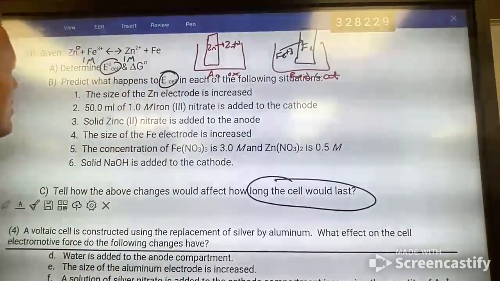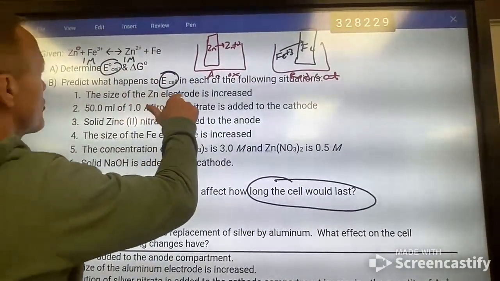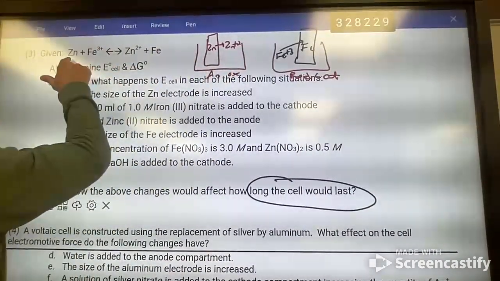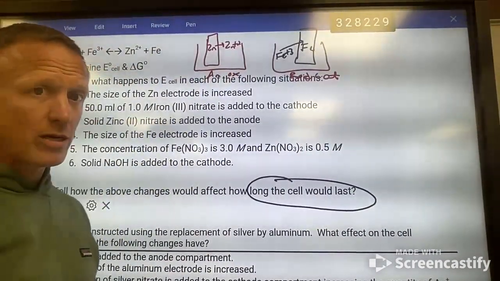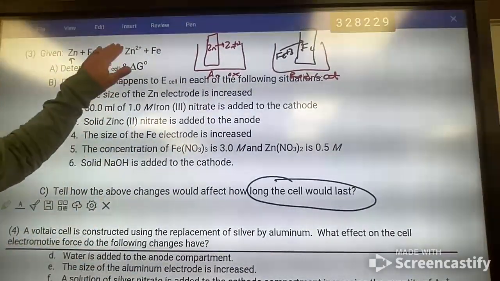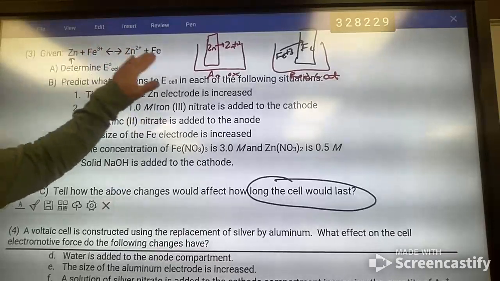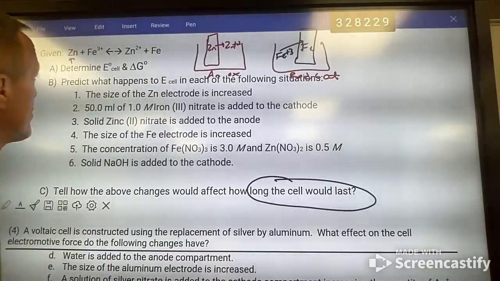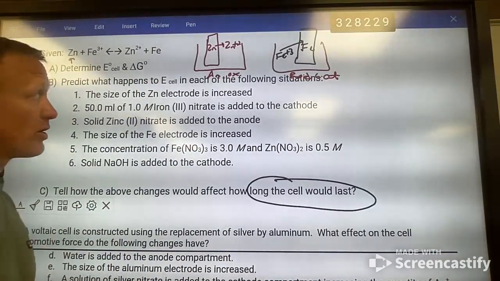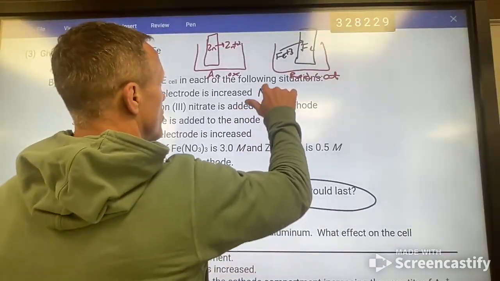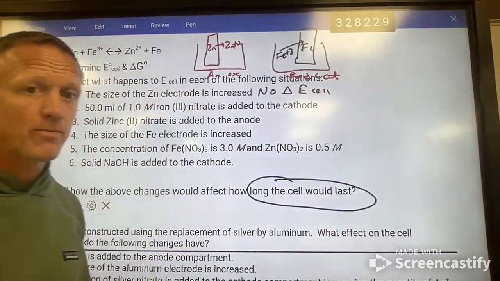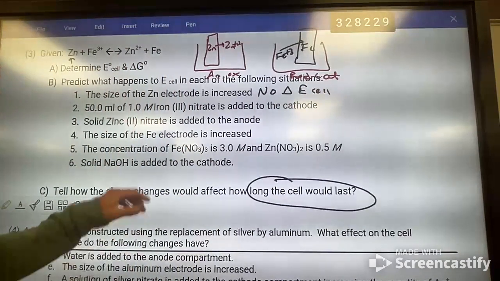All right. So let's say that the size of the zinc electrode is increased. So we make this a bigger zinc electrode. In other words, we're increasing the amount of zinc. Well, if we think about equilibrium, solids don't affect equilibrium. Our K expression was this concentration over this concentration. Solids are not involved in that. So increasing the size of the zinc electrode does not do anything because it is a solid. So no change in our cell potential. It'd still be the same voltage, but we now would have more zinc.